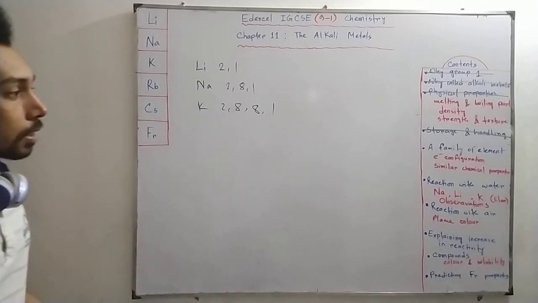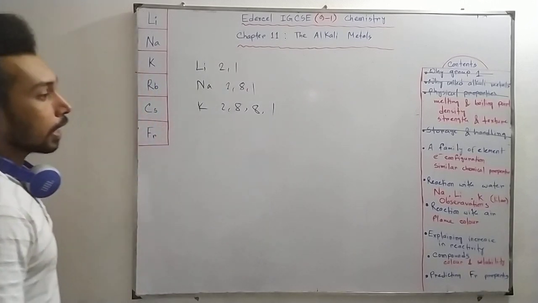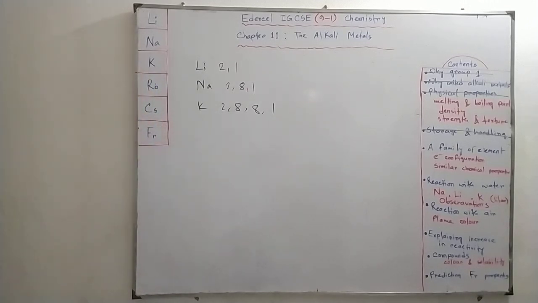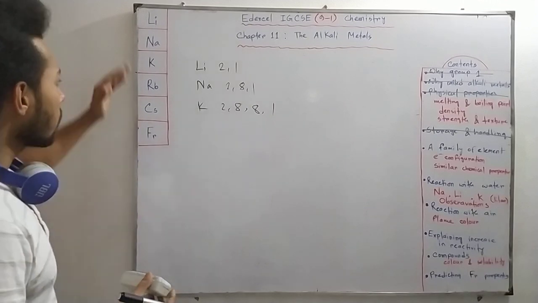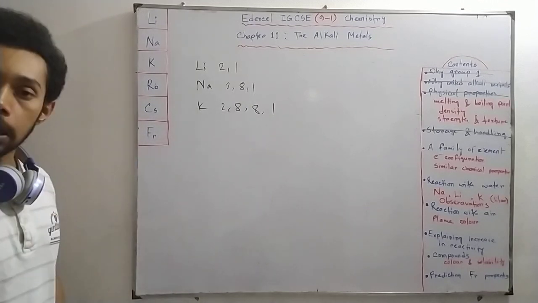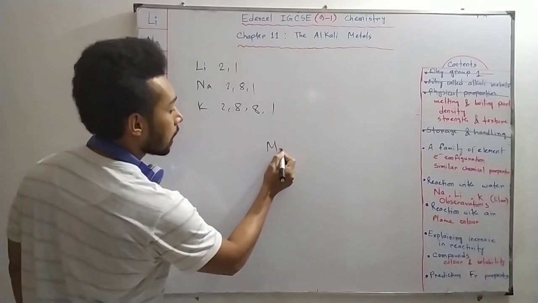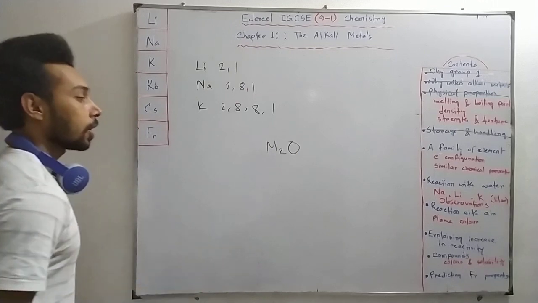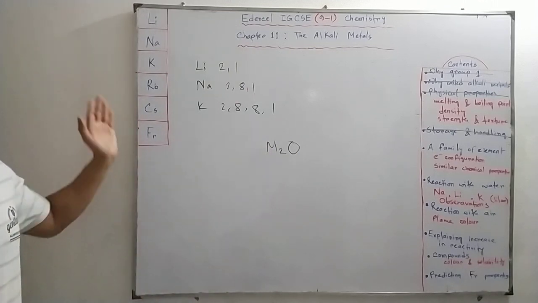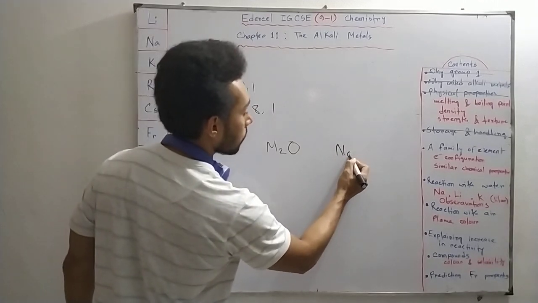Now let's know some chemical reactions and some products of them. First, all of the group 1 elements react with air to form an oxide of formula M2O. Here M represents any of the metals in group 1. For example, sodium oxide.